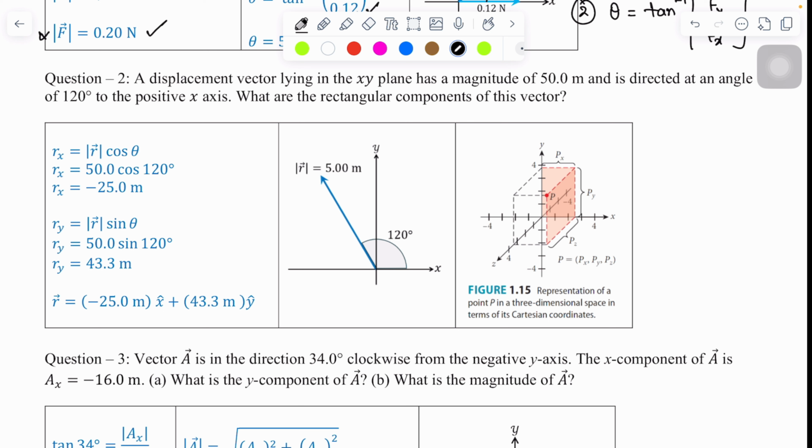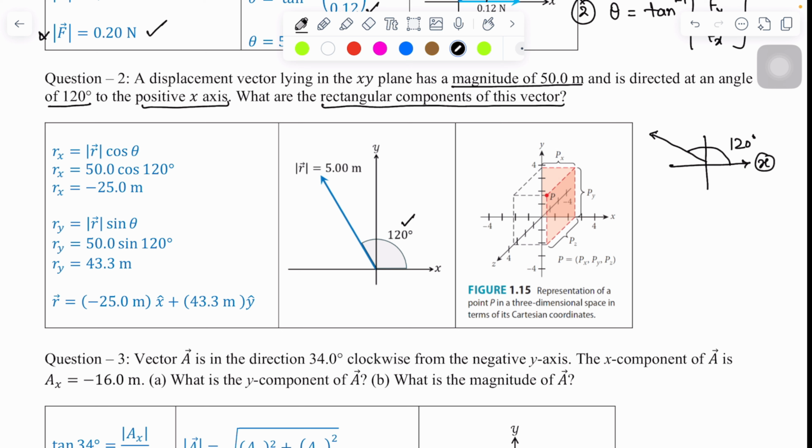Okay, now question number 2. A displacement vector is lying in the xy plane, has a magnitude of 50 meter, and is directed at an angle from the positive x-axis. What are the rectangular components of this vector? Guys, what you need to understand, the angle is given. First thing you need to do is draw, and the angle is given as 120 degree. My question is, is it along the x-axis or y-axis? Yes, it is started from x, so it is along the x-axis.